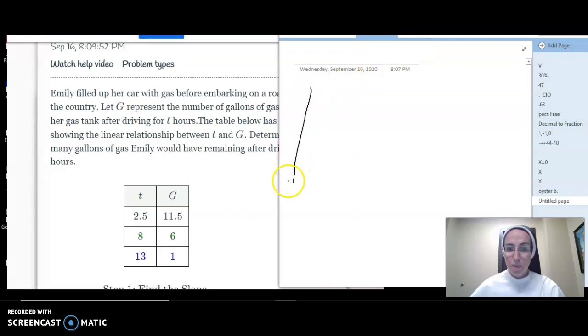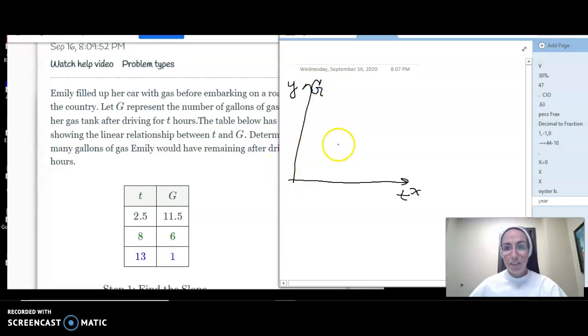Oftentimes, if there's time involved, it's going to go along the x-axis. Not always, but very often. So the fact that we have time seems to indicate that if time were along the x-axis and the amount of gallons of gas is on the y, then we could have a linear relationship. So we're going to put t as x and g as y. Okay, so this table is basically a table of values that we could plot points.